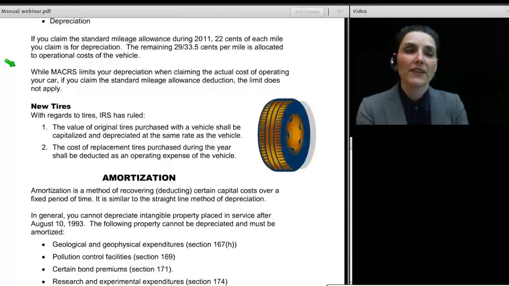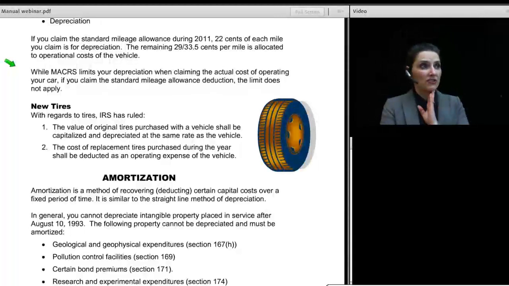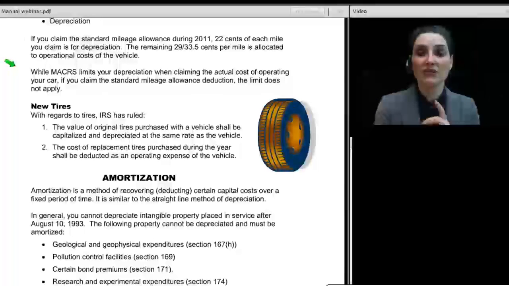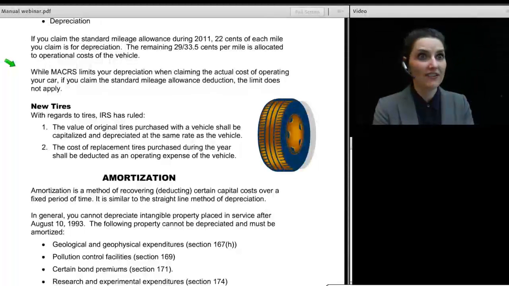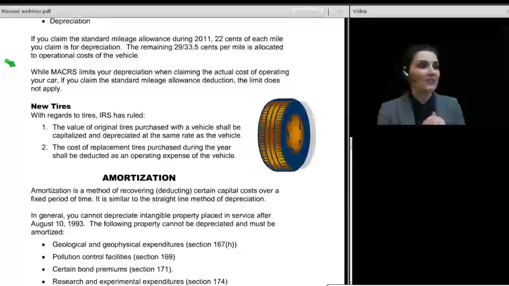So here's the deal. I love the standard mileage rate. It is simple, it is clean, it is easy. You don't have to worry about depreciation and depreciation limits. You just claim the standard mileage allowance. Not only that, if your client bought a really cheap car, they can be claiming a much better tax benefit under the standard mileage rate than they would ever get by claiming actual expenses. So quite frankly, the only people I ever recommend actual expenses to are people who have very expensive vehicles that they drive short distances.